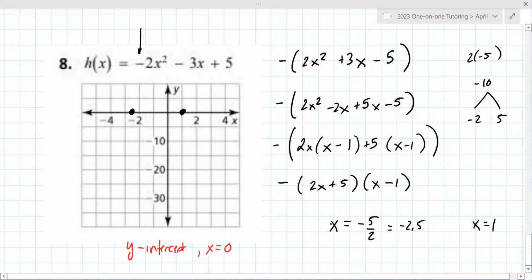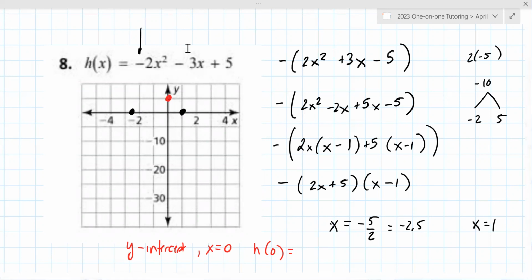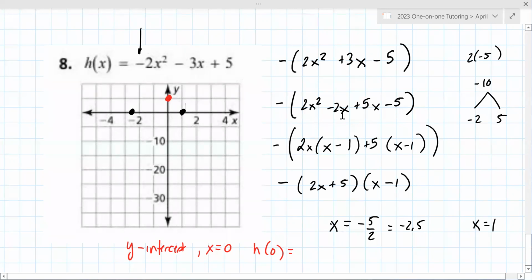That's when x is 0. h of 0 is what's the y value when you put 0 in? And then 0, 0, 5. Yeah. That doesn't work though. It seems like we missed something here. 2x squared plus 3x minus 5. Okay, 2x, x minus 1, 5x plus 5.